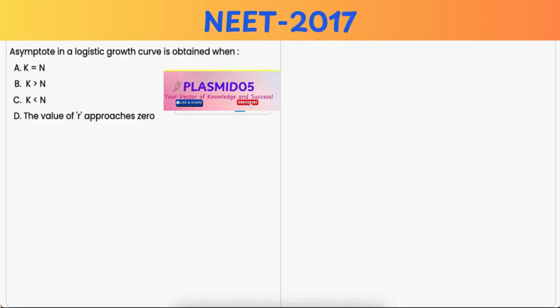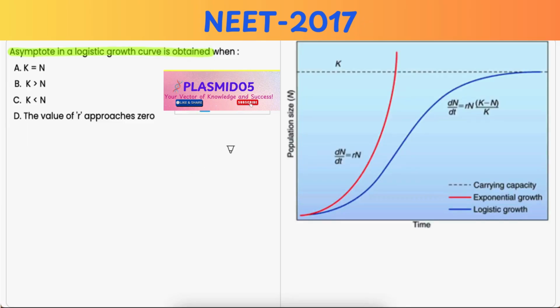In this question, you have to identify the condition when asymptote in a logistic growth curve is obtained. Now, asymptote is a mathematical term, which means a curve and a line such that the distance between the curve and the line approaches zero as the x coordinates tend to infinity.